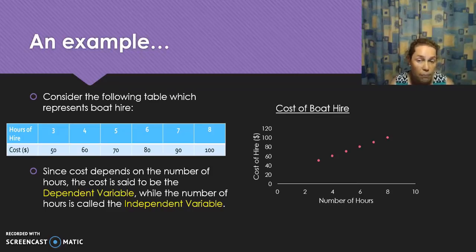We can then graph that, and here it is. So you can see our independent variable, which is the time, is on the x-axis, and the dependent variable, which is the cost, is on the y-axis. Now you'll see that there's a number of dots there. The line is not connected because the cost to hire is either $50, $60, $70, $80, $90 or $100. There's nothing in between. So because the dependent variable can only be certain values, we just put dots. We don't have a continuous line.